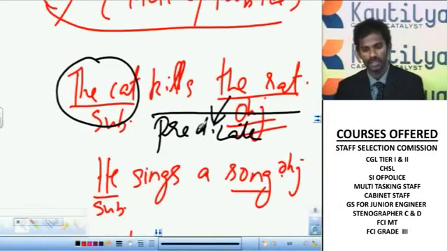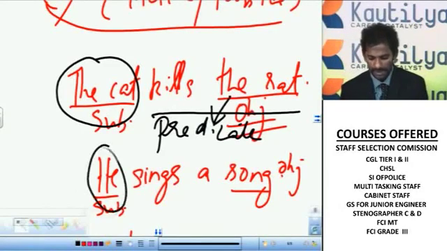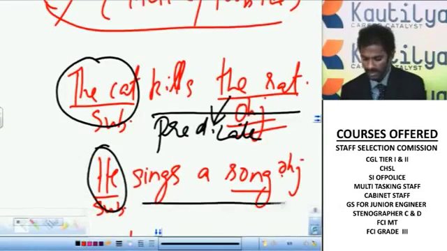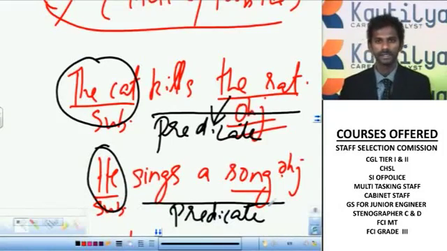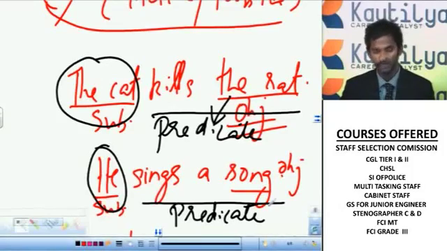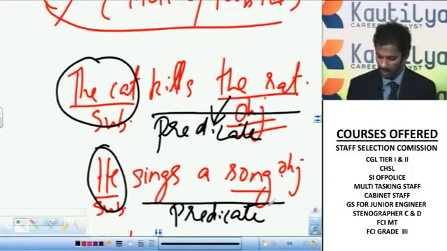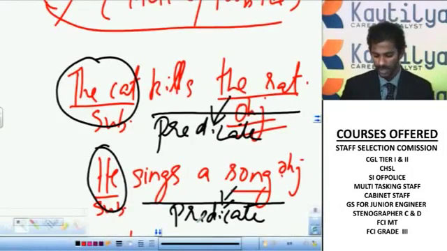He sings a song. The subject in this sentence is he. What is said about the subject here? Sings a song. So, sings a song is termed as the predicate. What is the object in this sentence? Song is the object. As I said, if there is an object in a sentence, the object also comes in the predicate. So, he is a subject, sings a song is a predicate.